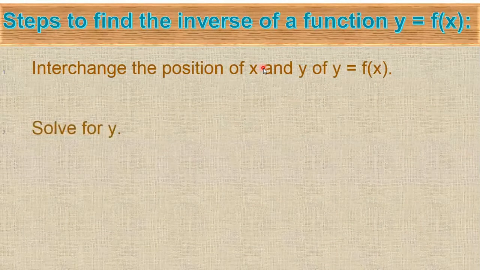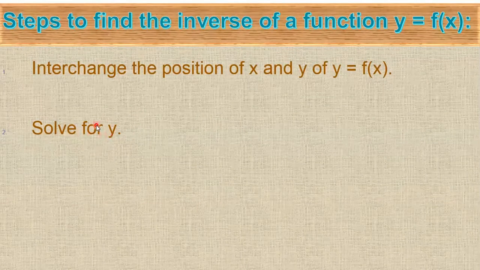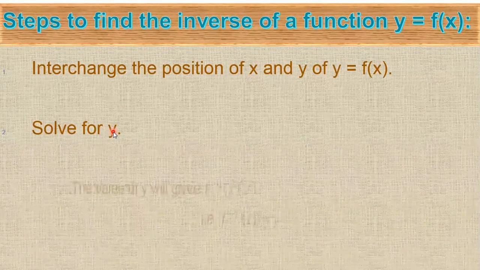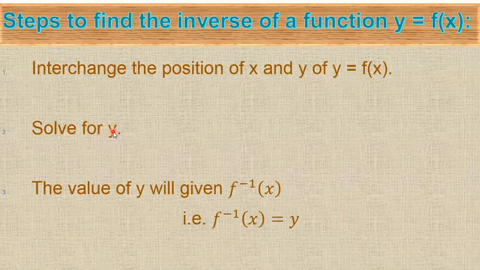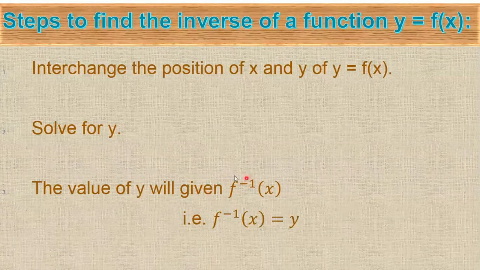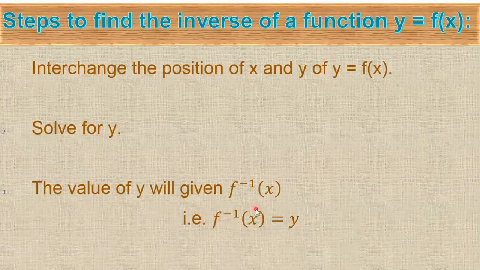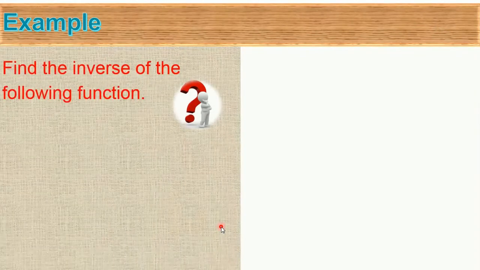Okay, and the next step is, after changing the x and y, we solve for y. After solving for the value of y, that value of y is now f inverse x. That means y equals f(x) becomes f inverse x, which is the inverse function of the given function. So these are the steps.